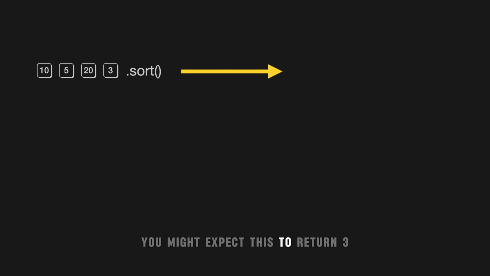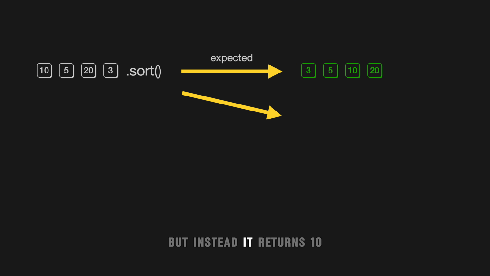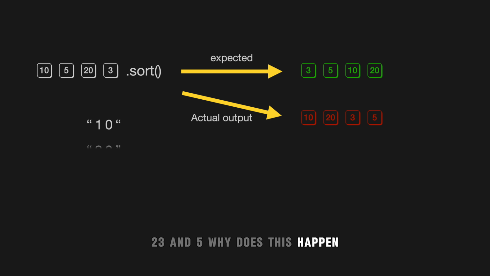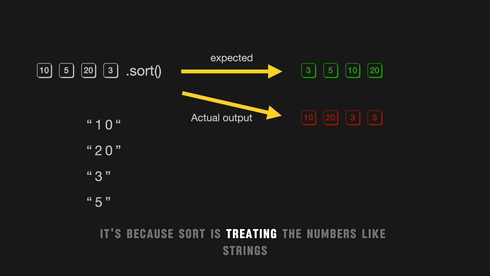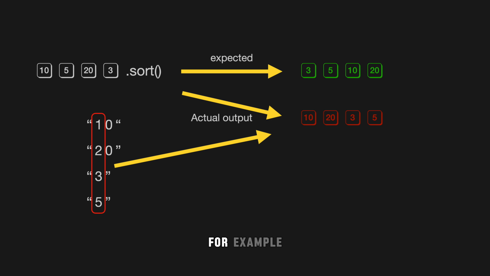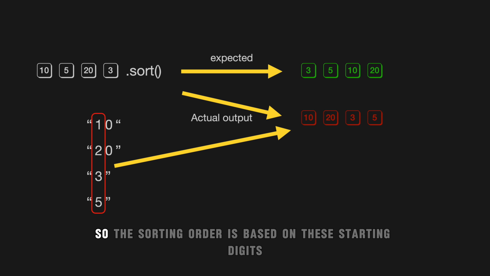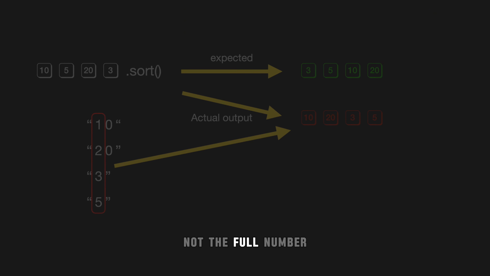Imagine you have an array of numbers 10, 5, 20, and 3. You might expect this to return 3, 5, 10, and 20. But instead, it returns 10, 20, 3, and 5. Why does this happen? It's because sort is treating the numbers like strings and compares the first character of each number. For example, 10 starts with the digit 1, and 20 starts with 2. So, the sorting order is based on these starting digits, not the full number.